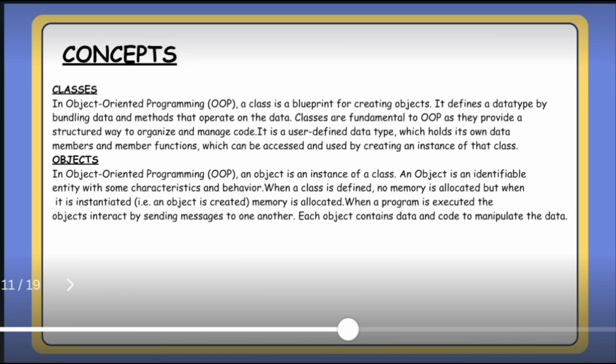First one is class. It is a blueprint or template that defines the properties and behavior of an object. So it defines a data type by bundling data and methods that operate on the data. They are one of the fundamental concepts in OOP, as they provide a structured way to organize and manage the code. Then objects. An object is an identifiable entity with some characteristics and behavior. So when a class is defined, no memory is allocated. But when the object is created, memory is allocated. So each object contains data and code to manipulate data.